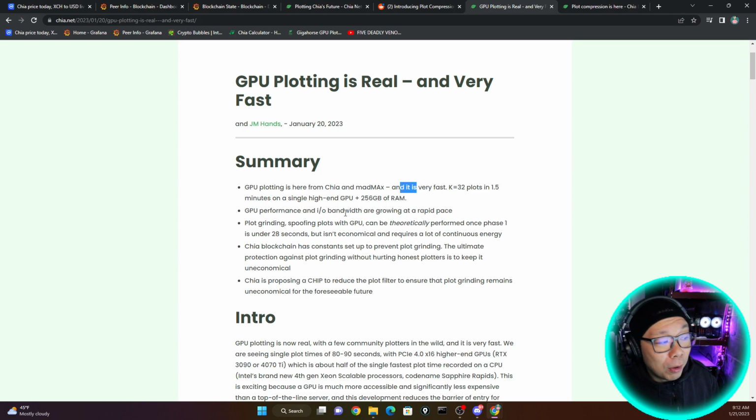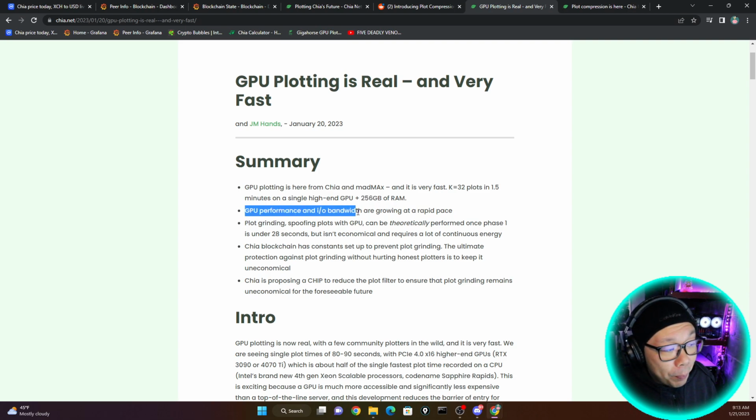K32 plots in 1.5 minutes on a single high-end GPU plus 256 gigs of RAM. For most of you, including myself, I do not have 256 gigs of RAM, so I'm probably not even one of these people who are going to be able to do this, right? They're setting requirements now beyond the typical gamer setup or the typical work-from-home user setup, which is really difficult to obtain because the price of this is not cheap. Just putting it out there, guys.